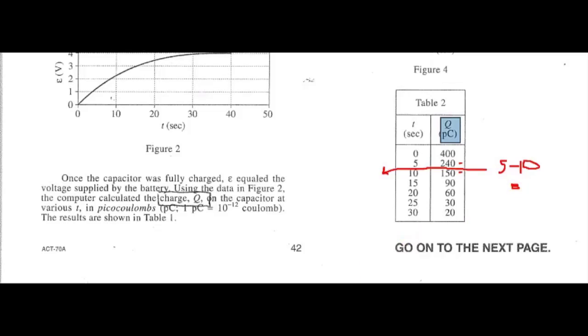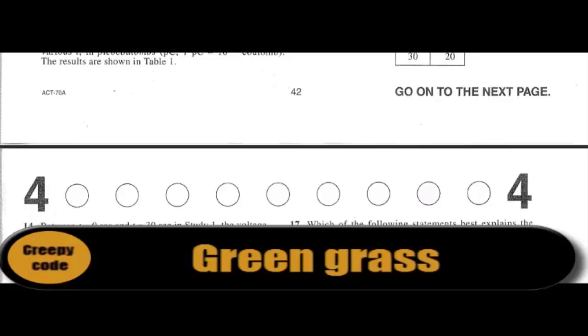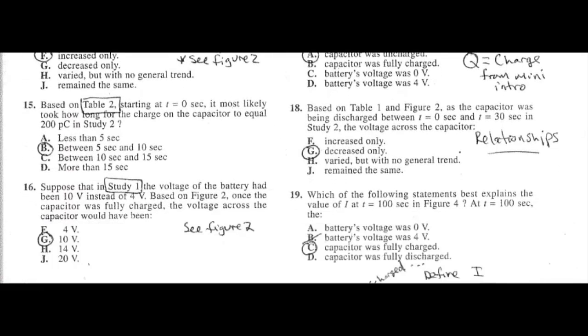Scroll on down, look for an answer choice that's between 5 and 10, or somewhere around 8. And when we look at our answer choices, there is no 8, but there is exactly what we're looking for, what you see there, between 5 and 10 seconds. It's that easy, kids. 15, B.